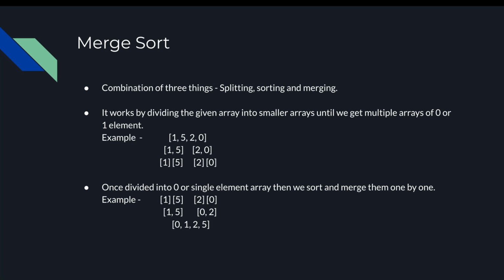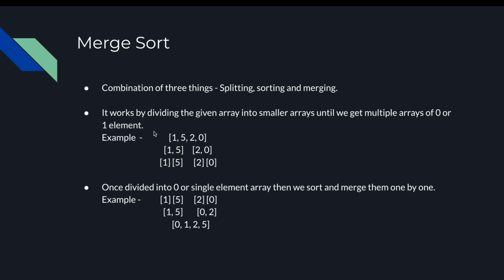First of all, merge sort is a combination of three things: splitting, sorting, and merging. Meaning, first we will split our given data into smaller chunks and then we will sort them. Once we have the sorted smaller chunks, then we will merge them to get the final output. Let's try to understand with an example.